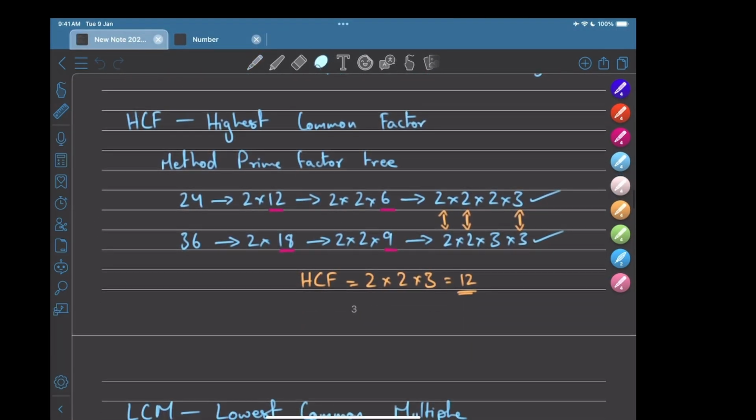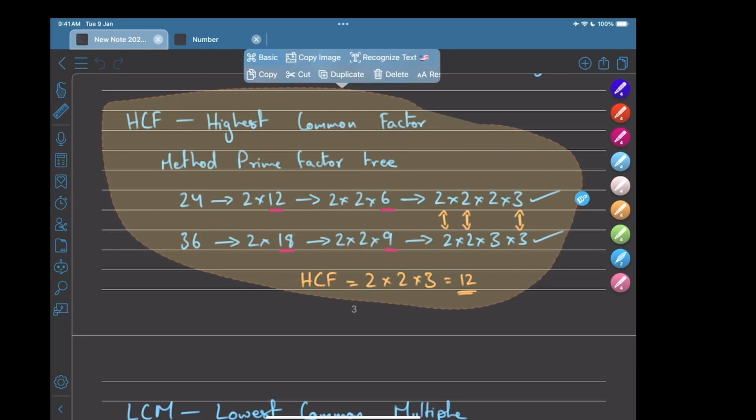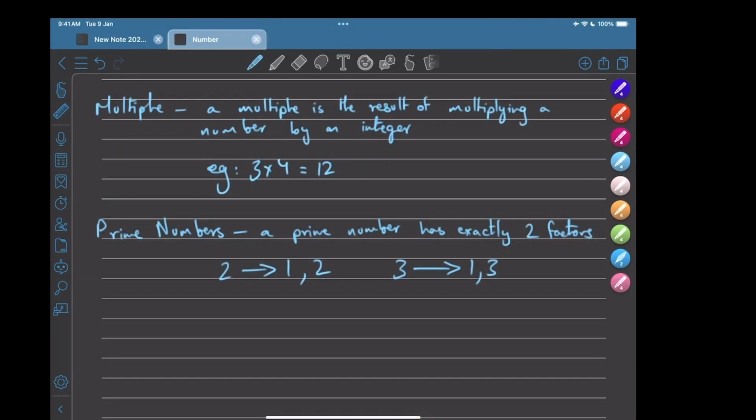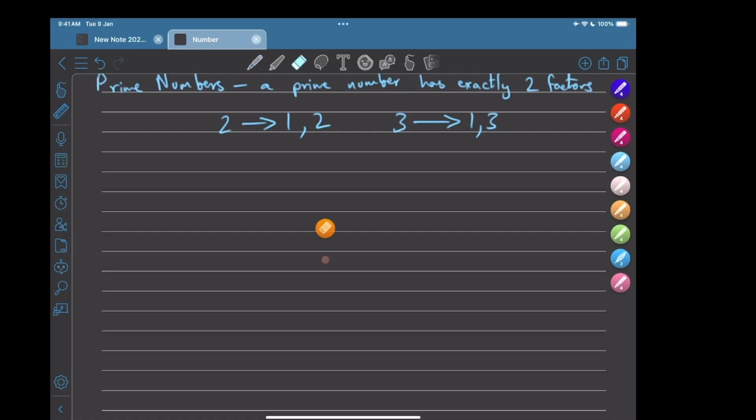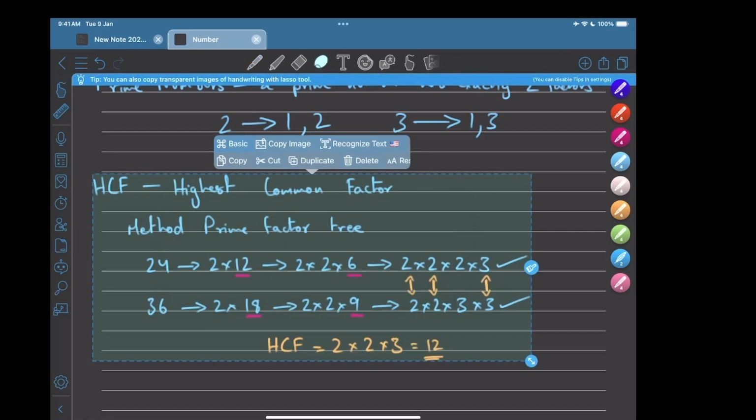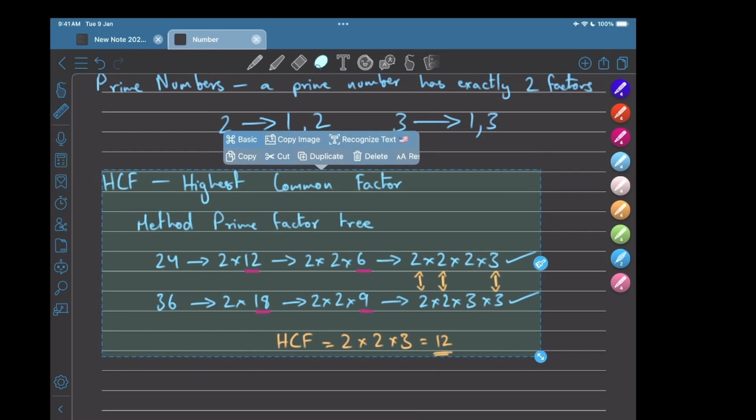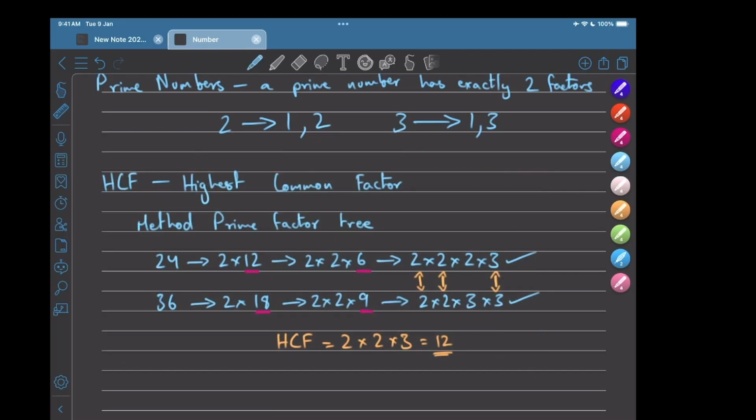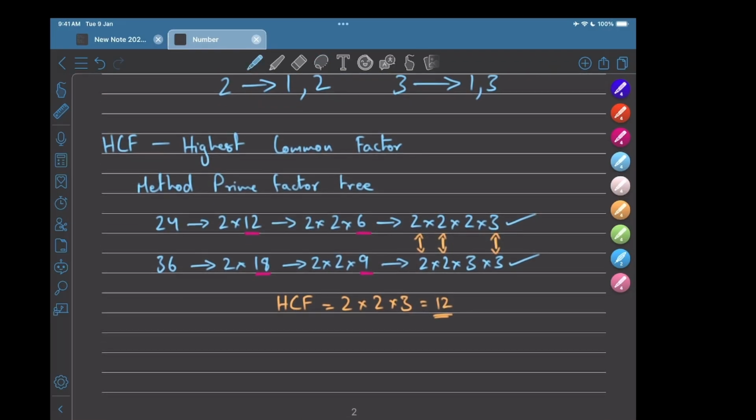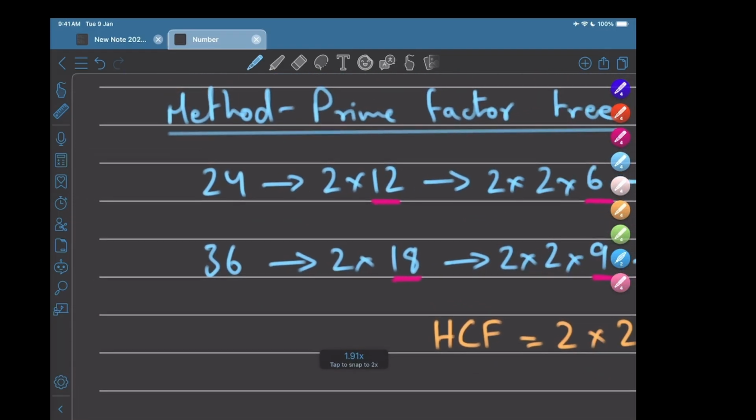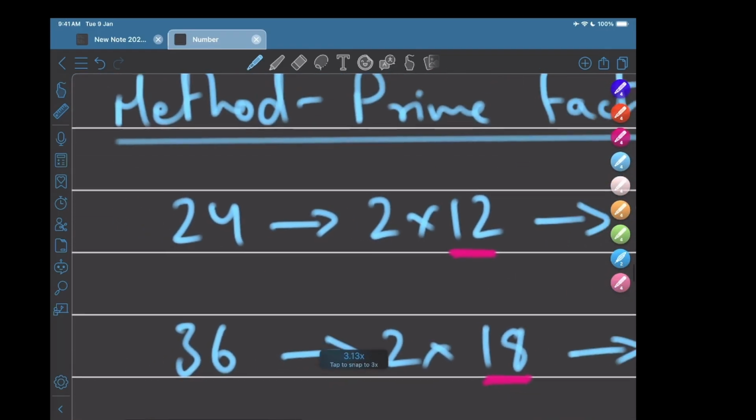All right, let me just copy it. Paste. All right, this is our HCF. HCF means highest common factor. And the method that we are going to discuss is called the prime factor tree method. Again, there are multiple ways to do it, but this is the easiest way that I have found. So what you do is you start breaking down the number into prime numbers.